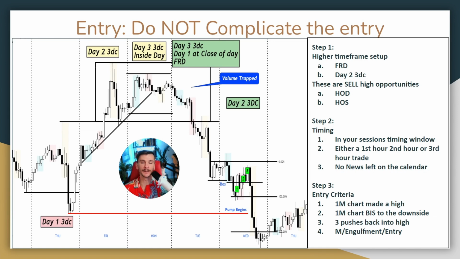Entries, entries, entries. Do not complicate the entries, all right? I promise you it's really not that hard. What I've done for myself is I have created my own entry criteria, which we're about to look at right now. So like I said, do not complicate it. Let's do it step by step.